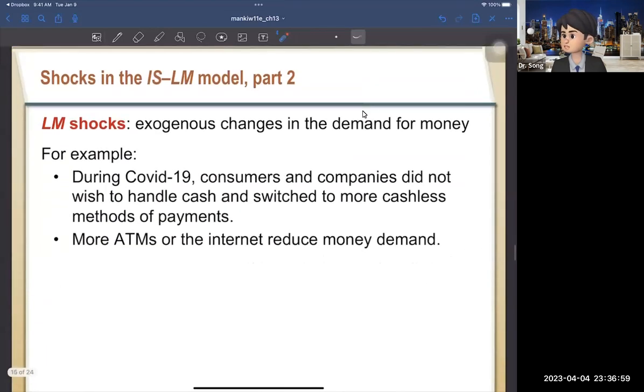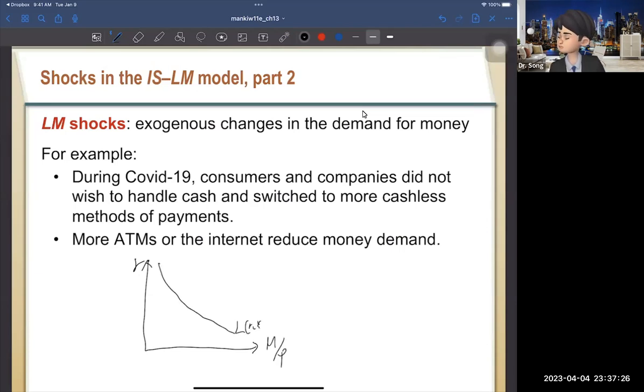Now the LM shocks, something happened to the money market. Exogenous changes in demand for money. Well, it's not by the central bank, it's by the market. So that's why changes in the demand for money. The first one is that during COVID-19, consumers and companies did not wish to handle cash, then the money demand decreased. So you can draw the money market graph. So we have a downward sloping money demand like this, and we have a vertical money supply, M over P.